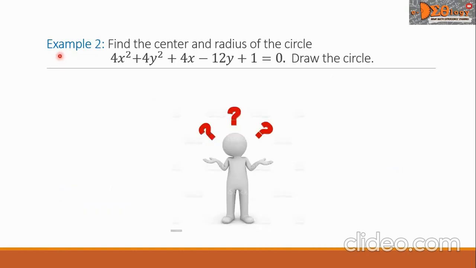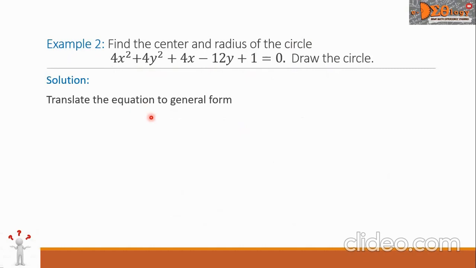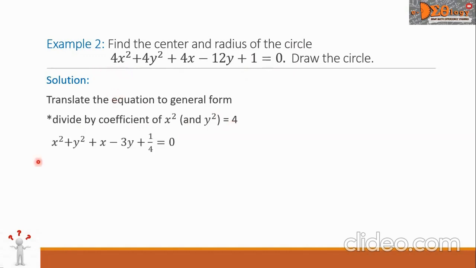Let's have example 2. Find the center and radius of the circle x squared plus 4y squared plus 4x minus 12y plus 1 equals 0. Draw the circle. For our solution, let us translate the equation to general form. Let us divide the equation by the coefficient of x squared and y squared, and that is 4. So each term we will divide by 4, so we have now x squared plus y squared plus x minus 3y plus 1/4 equals 0. So this is now the general equation of the circle.